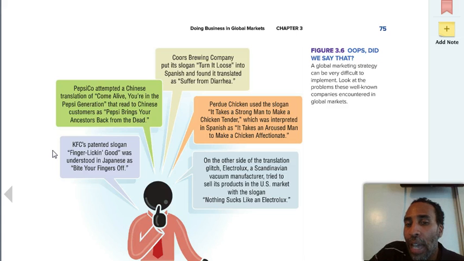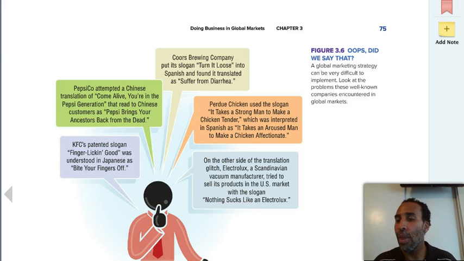On the other side of the translation, Electrolux, a Scandinavian vacuum manufacturer, tried to sell its products in the United States market with the slogan, "Nothing sucks like Electrolux," right? Probably not what you want to lead with.